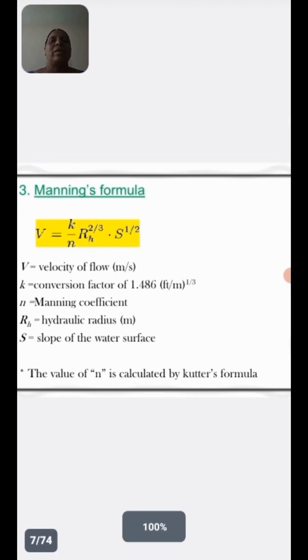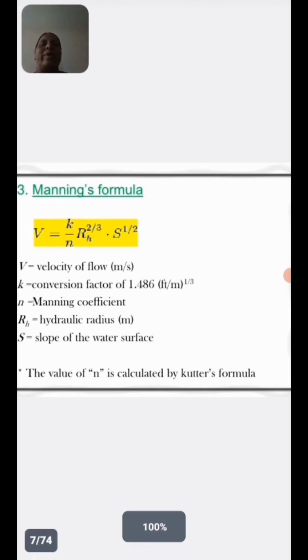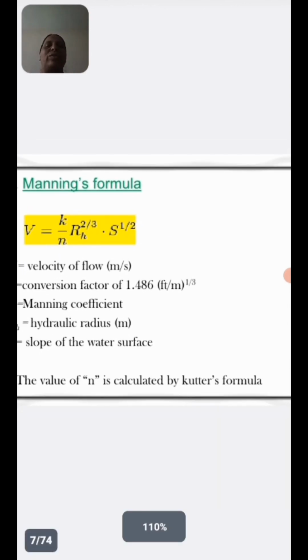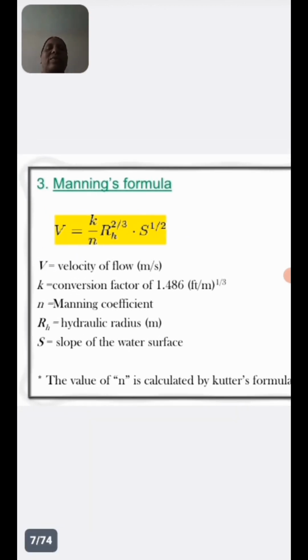Next, Manning's formula. Manning's formula is V equal to K by N, R power 2 by 3, S power 1 by 2. V is the velocity of flow in meter per second, K is the conversion factor of 1.486, N is Manning's coefficient, R is the hydraulic radius in meter, and S is the slope of the water surface. The value of N is calculated by Kutter's formula.